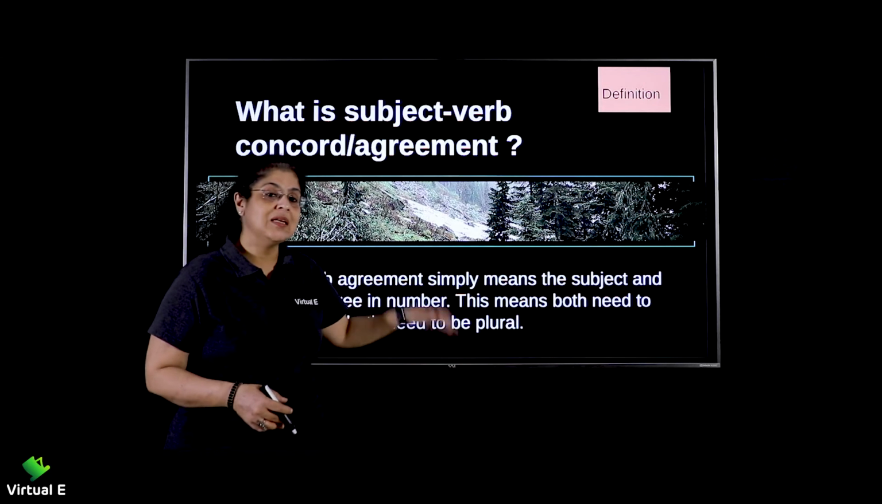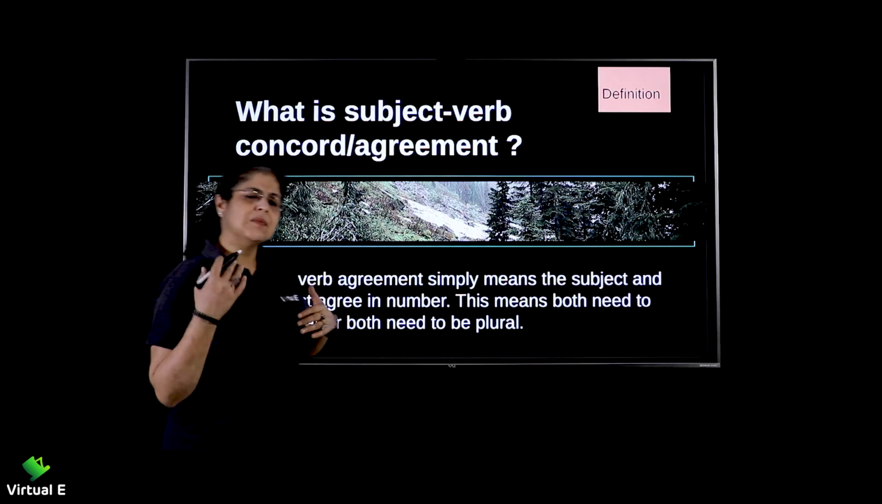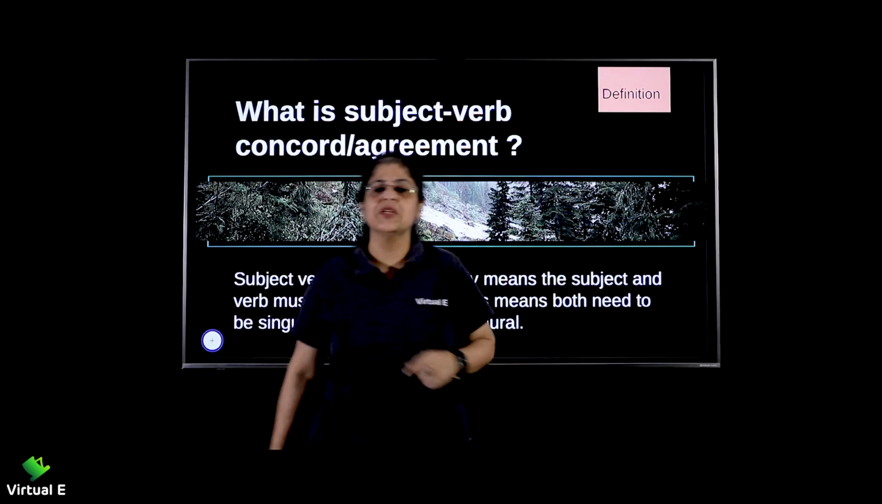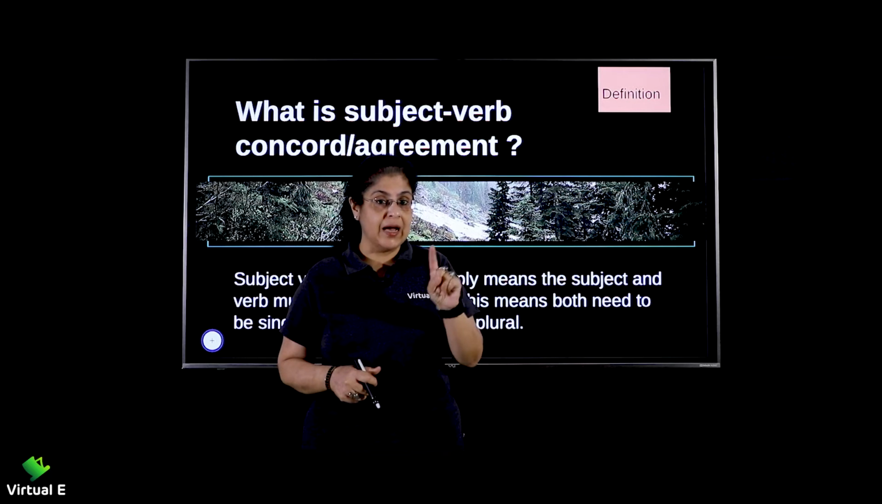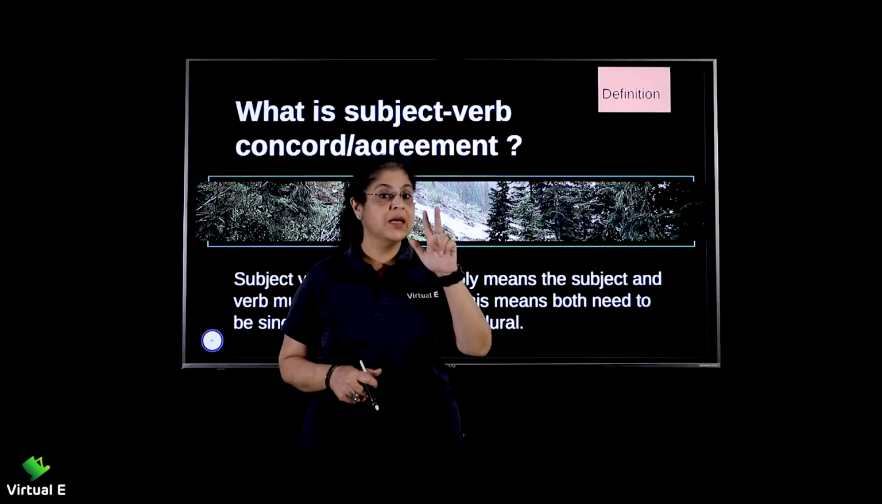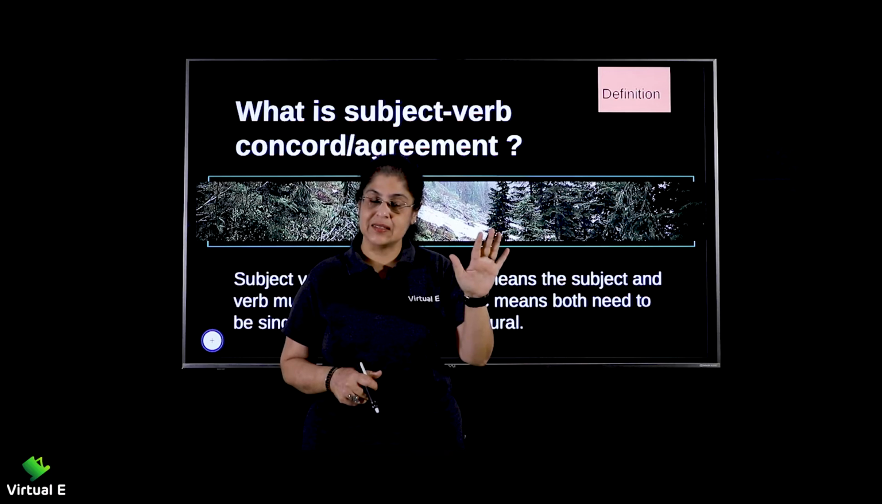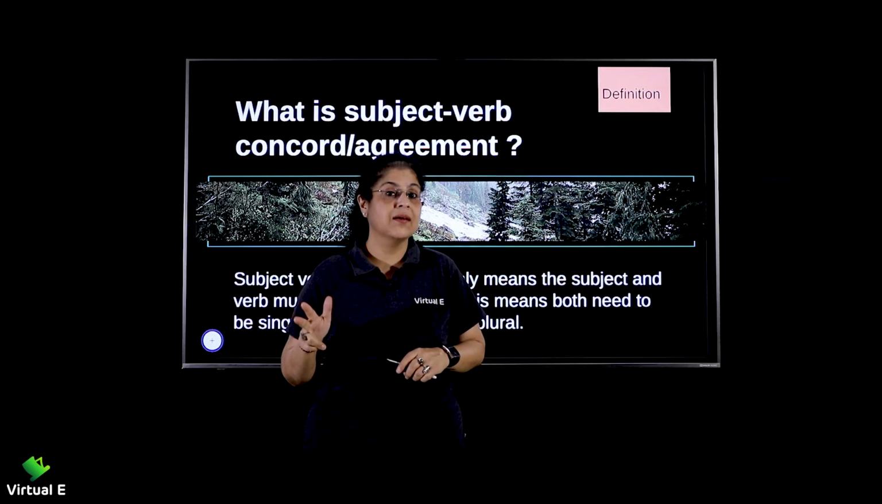And by number, what do we mean? Singular and plural, right? So, if your subject is singular, by the way, can you tell me which are the singular subjects? So, it's I, you, he, she, and it. All right? Which are the singular subjects? I, you, he, she, and it. And which are the plurals? We, you, they. All right.